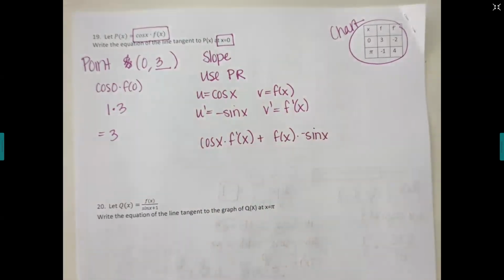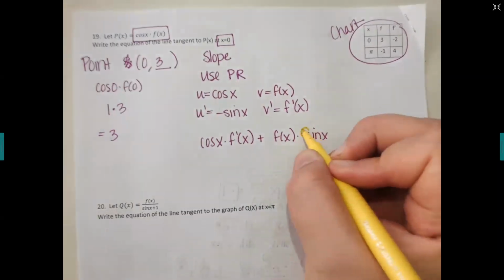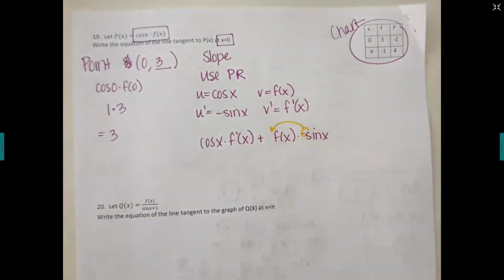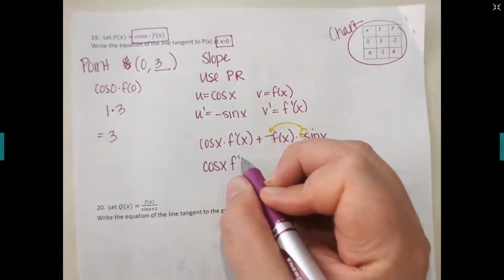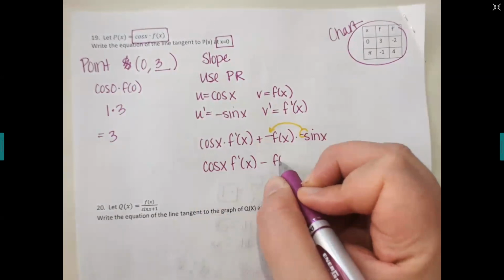But then remember, we hate this. Don't put the negative with the multiplication. So I'm going to circle that and move it here to the front. So really, this is cosine x f prime of x minus.